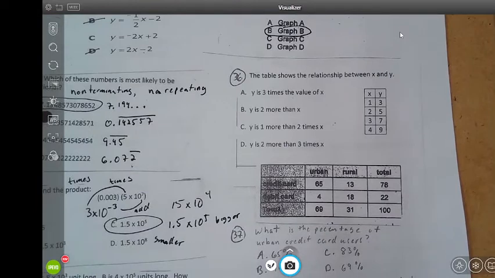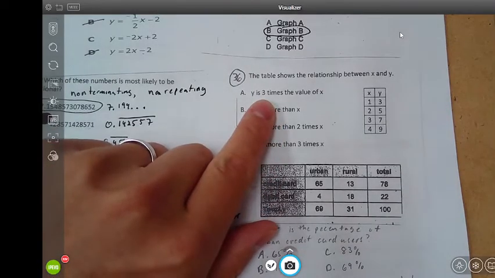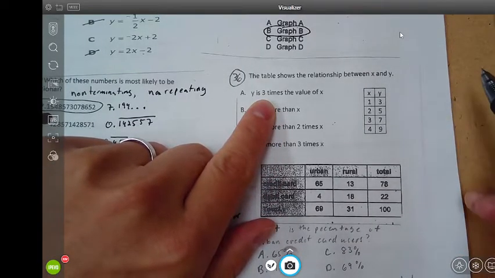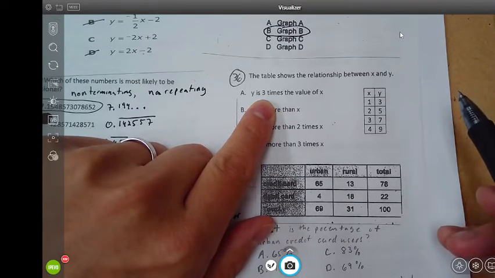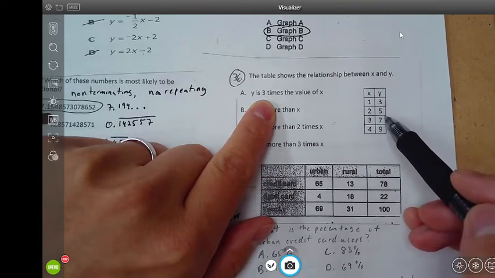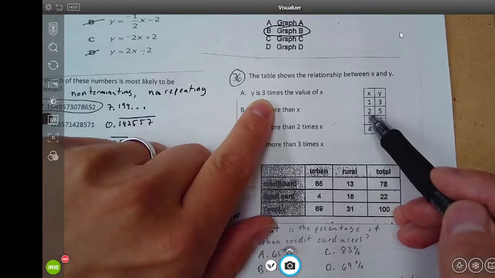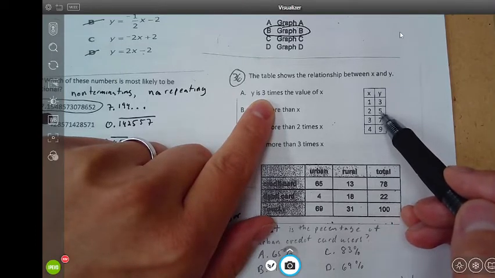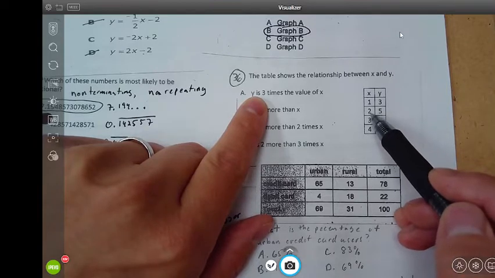Okay, so for number 36, which table shows the relationship? I guess it's saying which statement shows the relationship between x and y. Okay, so y is 3 times the value of x. So let's check that one. Is y always 3 times the value of x? Here y is 3. 1 times 3 does give you 3. But look at the second one, 5. Does 2 times 3 give you 5? It does not. Value of x is 2, and 2 times 3 is not 5. It's not A.